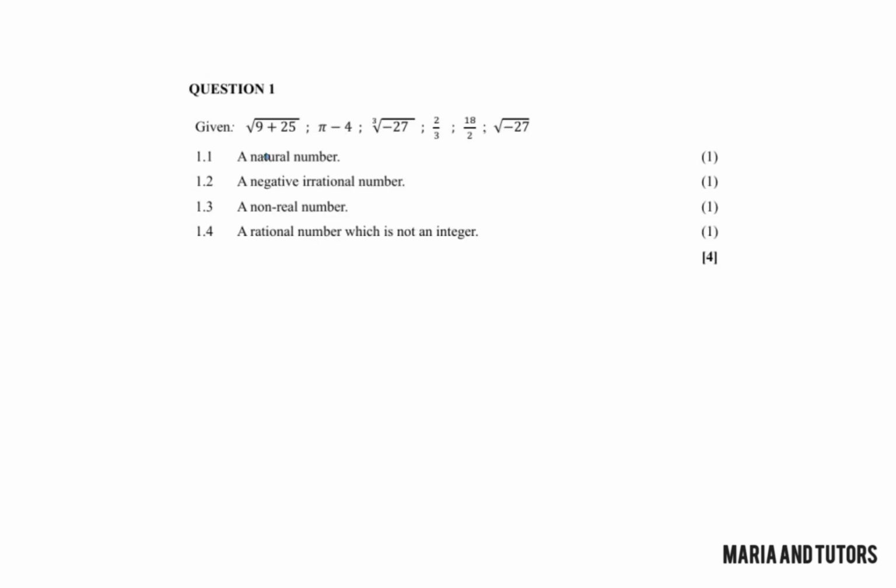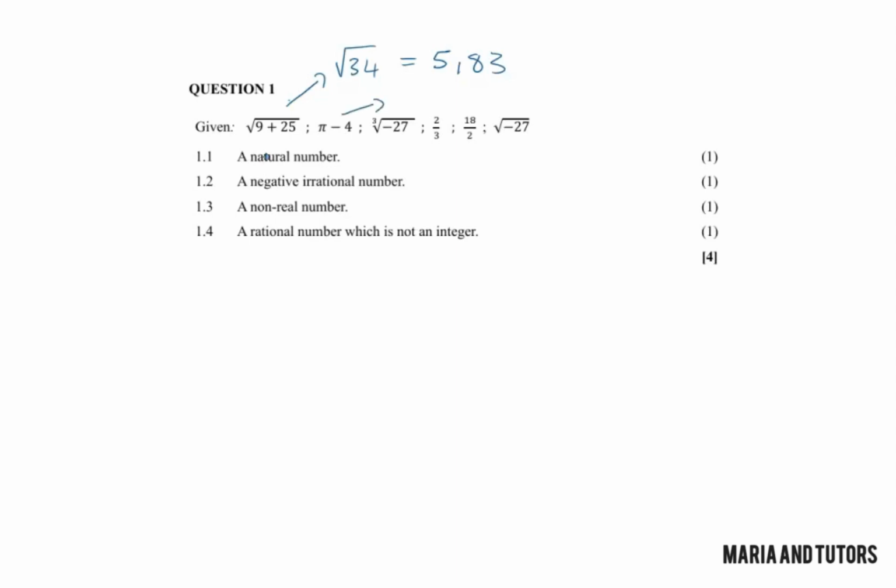Okay, the first thing that you must do is to make sure that you simplify the numbers that are given to you to be able to identify which one is a natural number, and so forth. So we have the square root of 9 plus 25. Simplified, 9 plus 25 is 34. This is the square root of 34, which is equal to 5.83, rounded off to 2 decimal places. Okay, so we're done with this one.